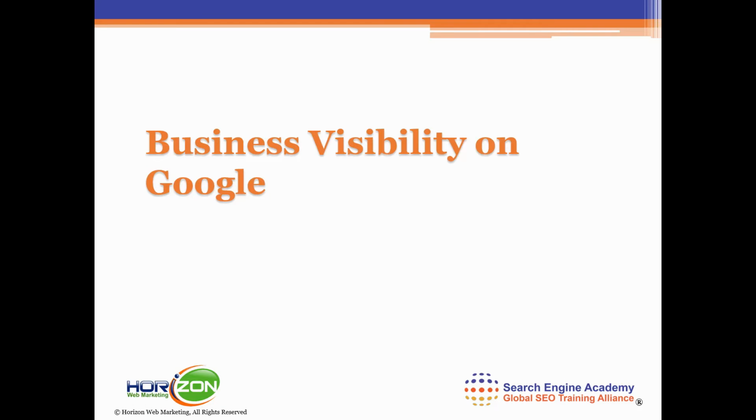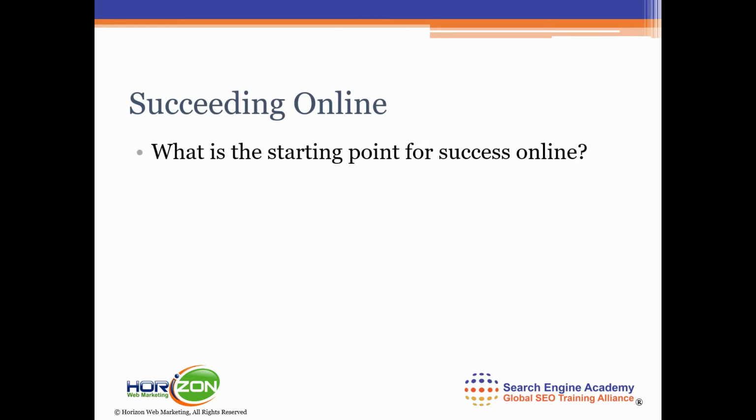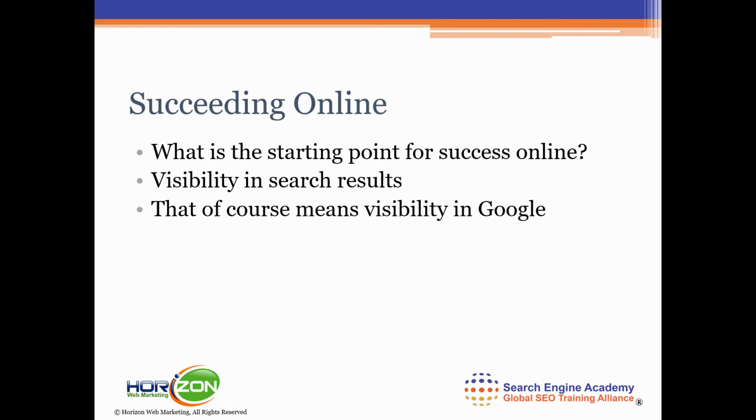Let's talk a little bit about business visibility on Google, which is of course the whole point, because in order to succeed online, the starting point is being visible in search results. And we know this is the terrain that we are given. People searching for business solutions are going typically, in most cases, to Google, sometimes to other search engines, but Google still is an absolutely dominant position. About 90% of searches are conducted on Google. So we need some visibility for our businesses in those search results.